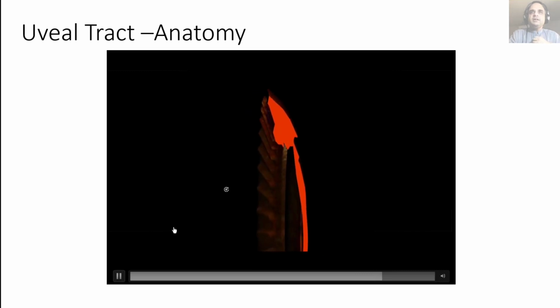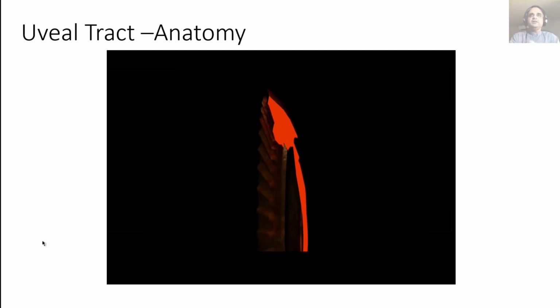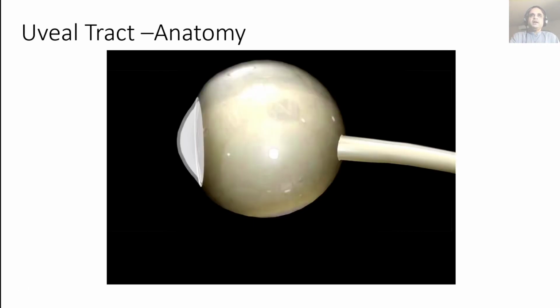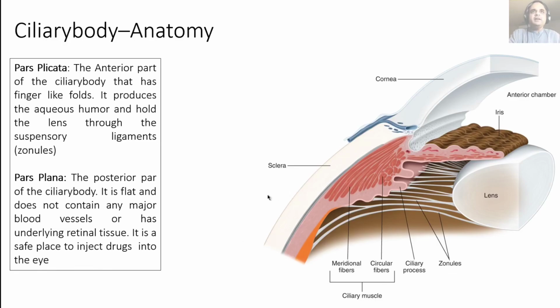So these are the various components of the uveal tract. And this is another look, and we've seen this diagram before. Look at the pars plicata, the part of the ciliary body with the folds, and the pars plana.